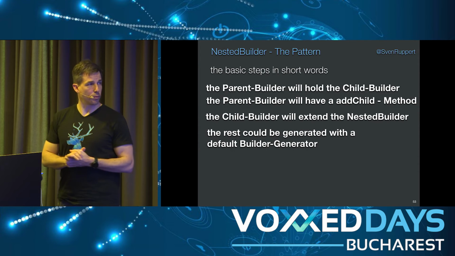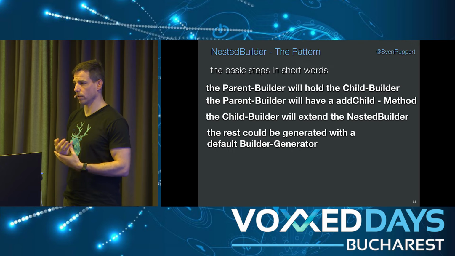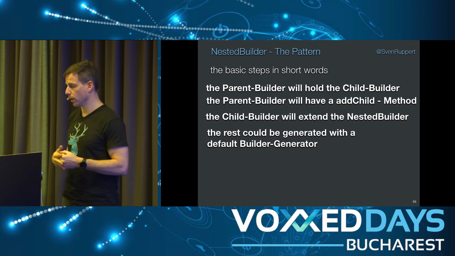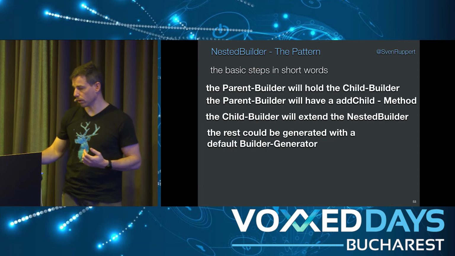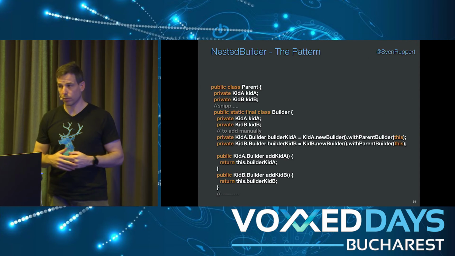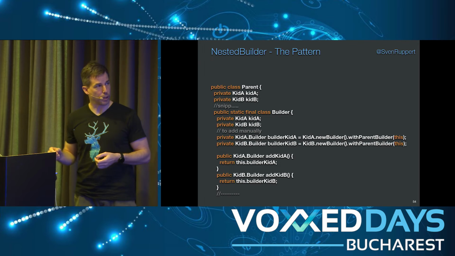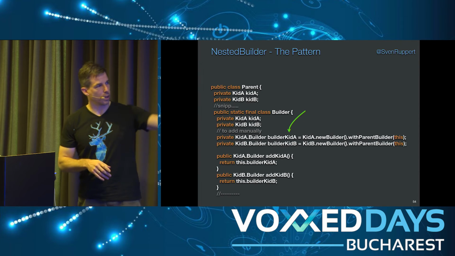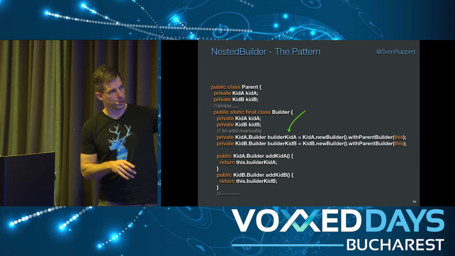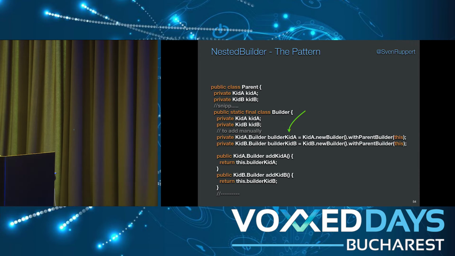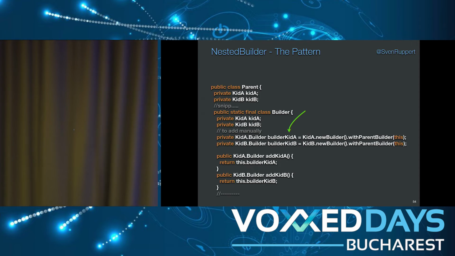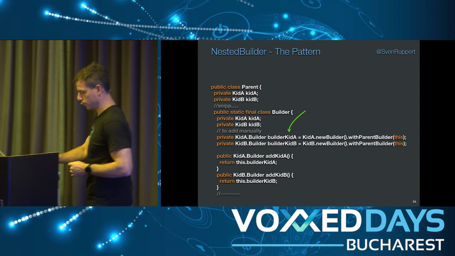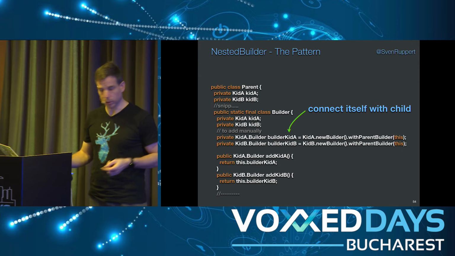And the nice thing, the most of this stuff can be generated. If you access to the class information itself, you can create nearly everything out of it. How it looks like if you would start doing it by hand. The first thing is, your builder would have here the builder of kit A and B. And the main thing is, I'm creating the builder and connecting with my parent. This is the first step we had. So this is done. Builders are connected.